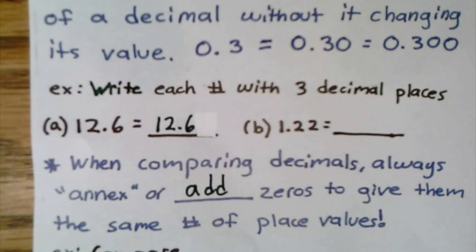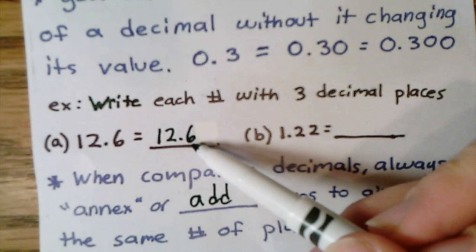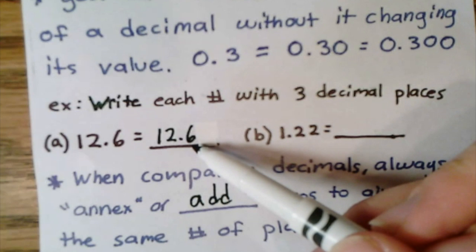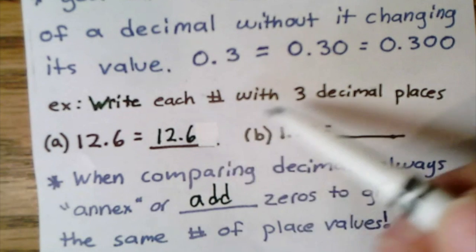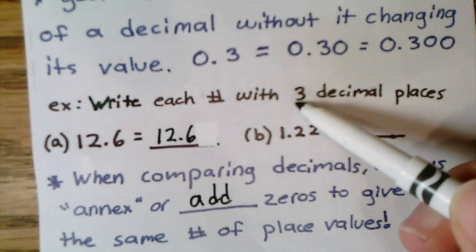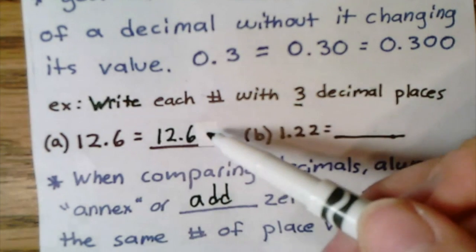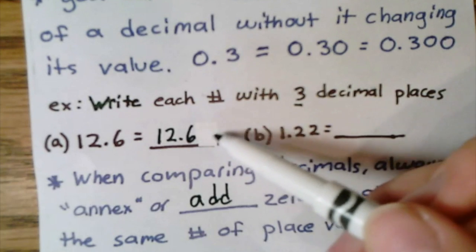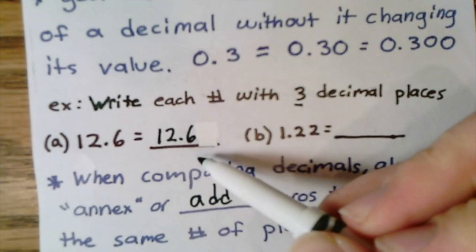So here's some examples. Write each number with 3 decimal places, and I've got 12.6. So I'm going to start by just rewriting 12.6. And now this number right now has how many decimal places? Good, 1. And I want it to have how many decimal places? Good, 3. So how many decimal places do I need to add? Yes, 2.